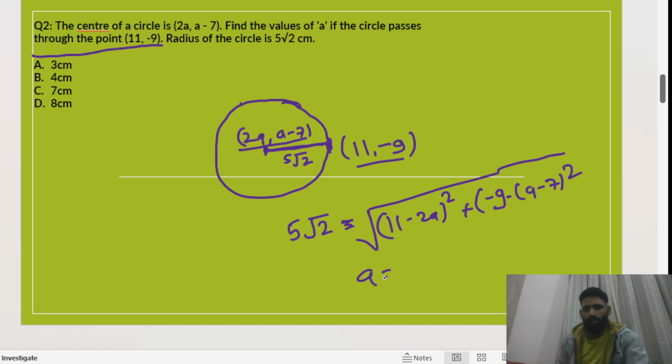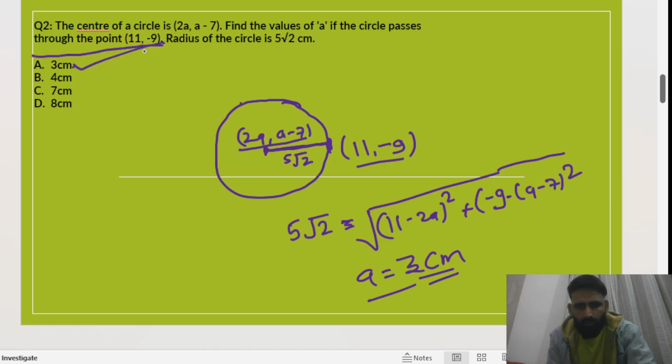So the value of a is 3 centimeters. We can solve this equation, and the value is a = 3 centimeters. So we can say the answer is a = 3 centimeters. Main is a diagram, so we can draw a diagram of this type.